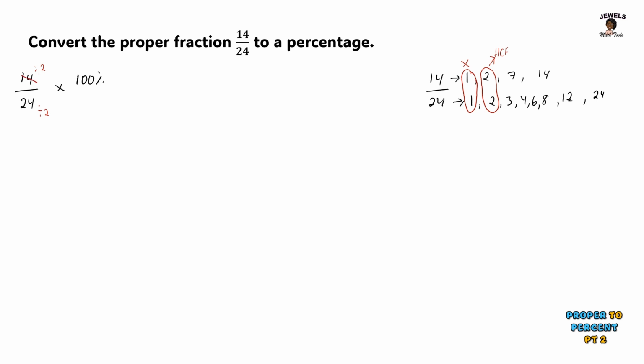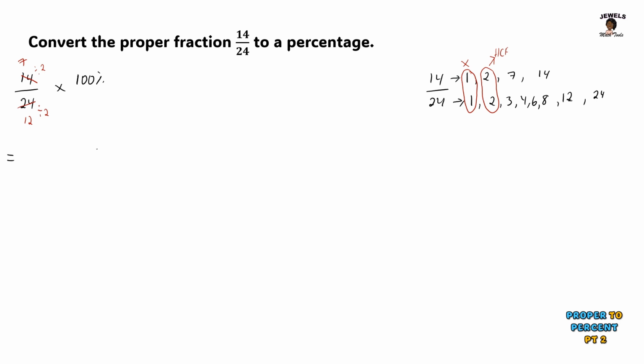So 14 divided by 2 will give us 7. 24 divided by 2 will equal 12. So now that we have simplified this fraction, let's go on and rewrite our fraction so that we can begin our calculation.